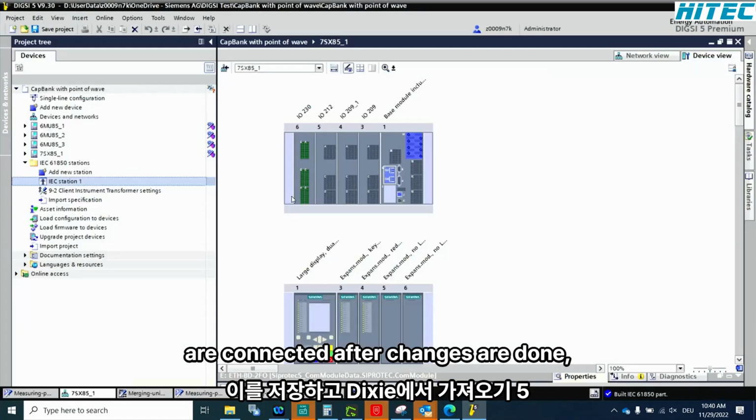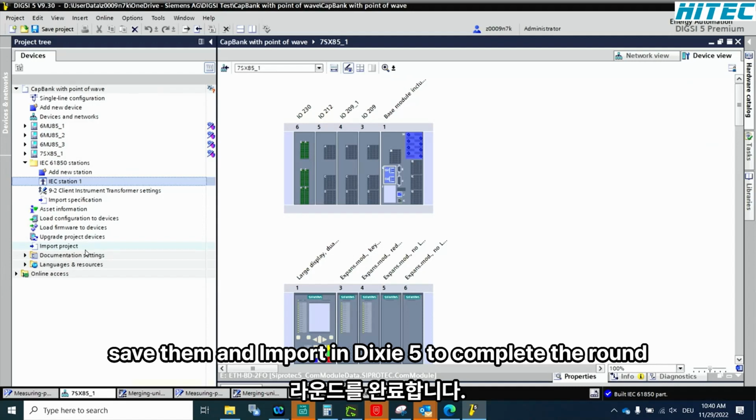After changes are done, save them and import in SIP-5 to complete the round trip.